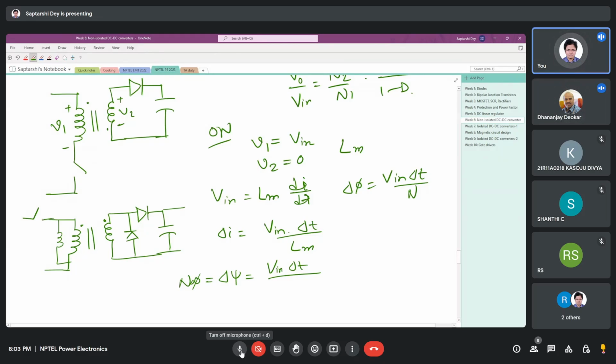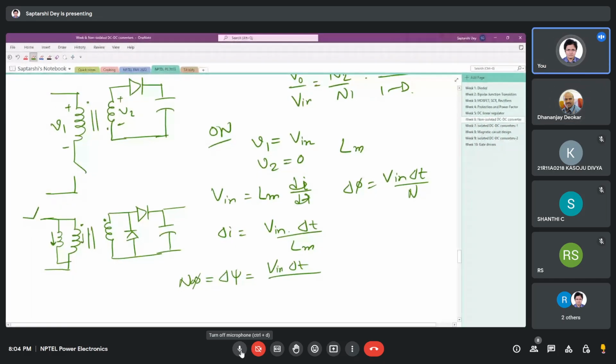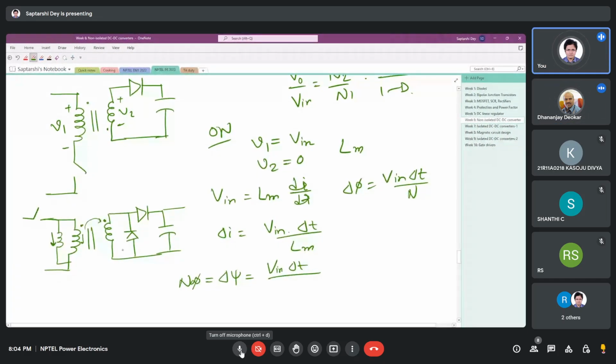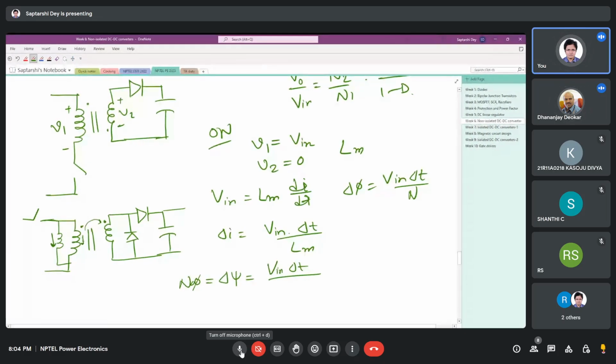You see, in a forward converter, when you close this switch, the current flows in the magnetizing inductance also. The current that flows here gets reflected here, and that supplies the load current. Now when we are opening this, the current stops here, like an ideal transformer.